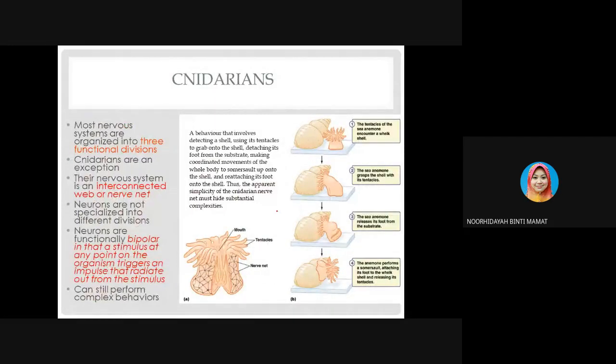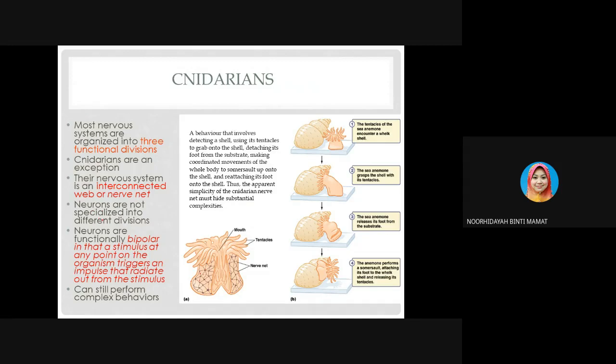So now the cnidarians. Most nervous systems are organized into three functional divisions. Just now in the first slide, we already learned about the three functional divisions, which are the sensor, the integrating center, and also the output pathway, right? But it does not happen in the cnidarians. In the cnidarians, they have a nervous system called an interconnected web or the nerve net. So this is the nerve net.